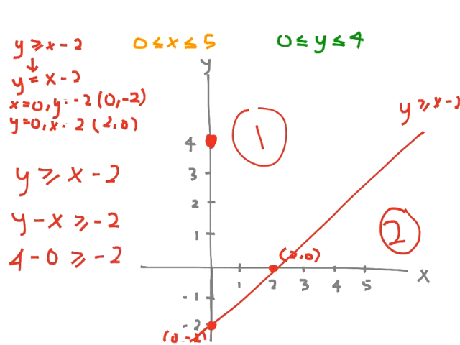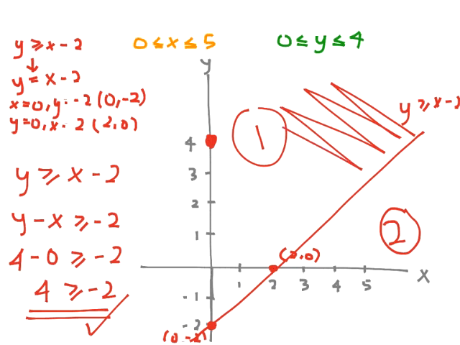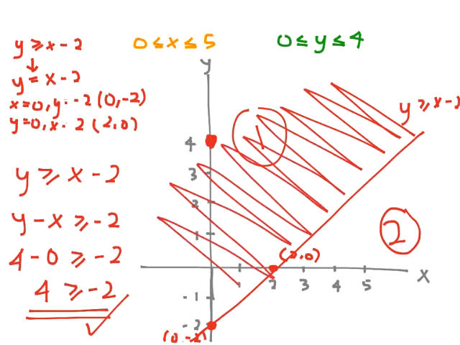So now we can see that 4 minus 0 gives us 4. So 4 is greater than or equal to negative 2. So this inequality is true, since the value of 4 is greater than negative 2. So when this value is true, it means that the first side here is true. So the first side is fulfilling the inequality for y greater than or equal to x minus 2. So our shaded area will be the first side. So this is our shaded area for the first inequality.